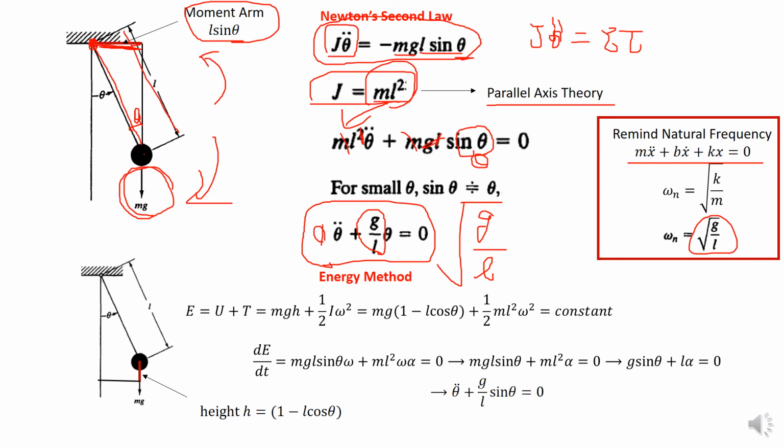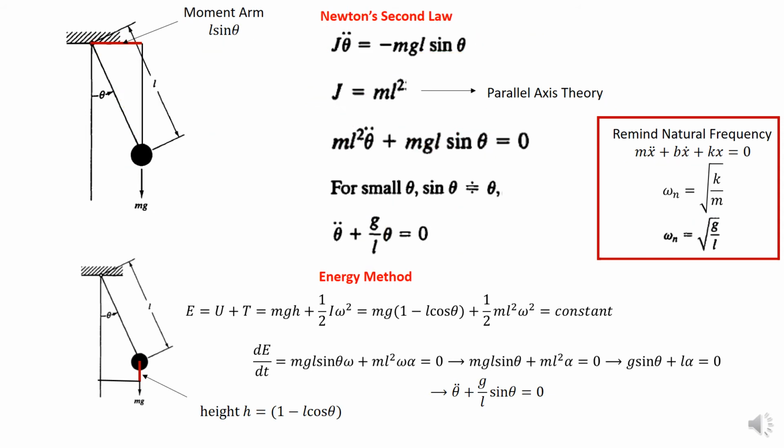So if you know the length, actually you can directly know what the oscillation frequency is. Okay, so this is how we used Newton's second law to get the governing equation. So if we use the energy method, how do we get the equation?